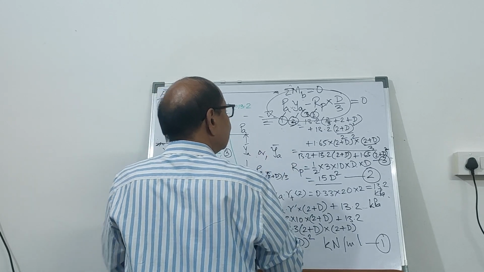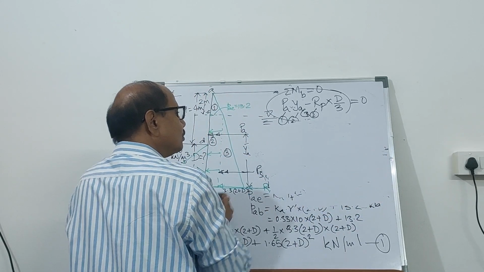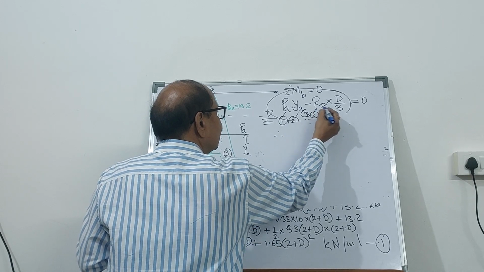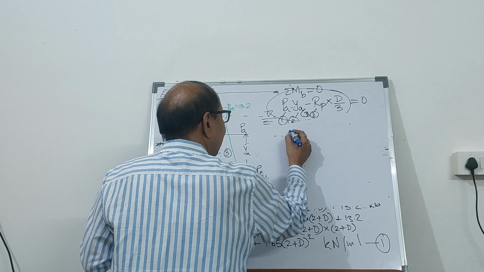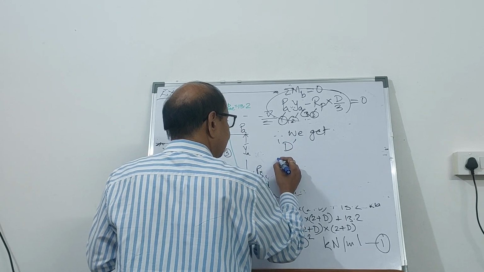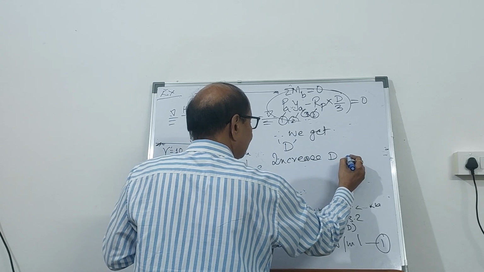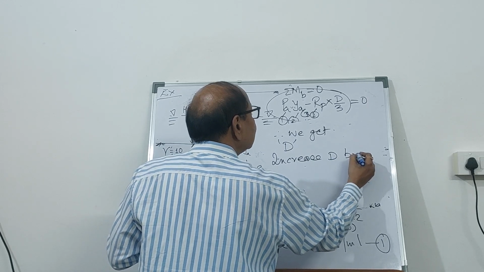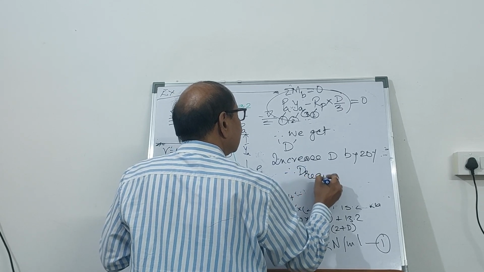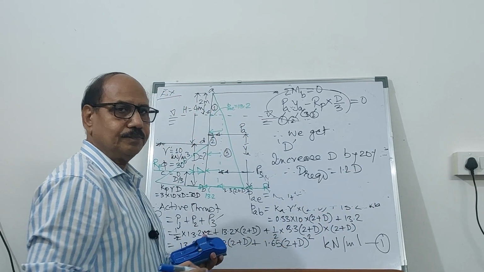If you solve this equation, you will get the value of D. The calculation I leave for you to do. This is so easy in a simplified approach. Solving this, we get D. Just increase D, which you will be getting in meter, by 20 to 30%. Therefore, D required will be 1.2 or 1.3 times D.